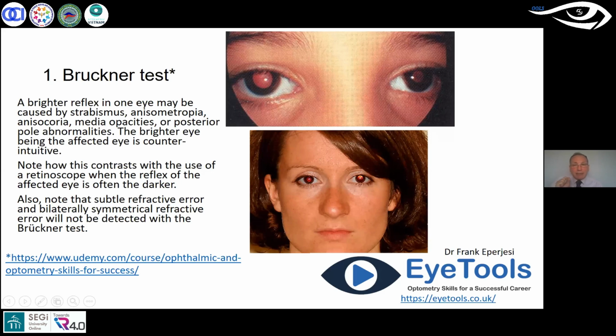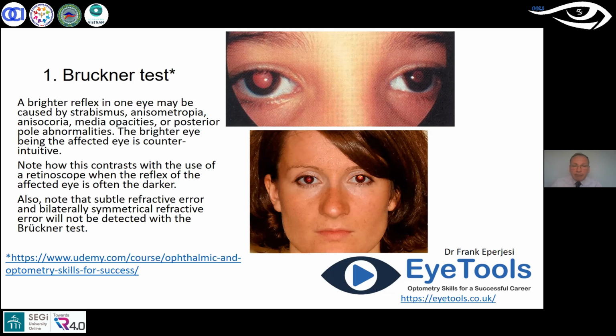So remember, it's the brighter eye that we're interested in. And this can give us information about small strabismus, anisometropia, anisocoria, media opacities, and posterior pole, so retinal abnormalities. Just through this very quick test. How long does it take? Maybe 15, 20, perhaps 30 seconds to shine that light on, dial in the correct lens in the ophthalmoscope, and have a look at the equality of the pupil reflexes.